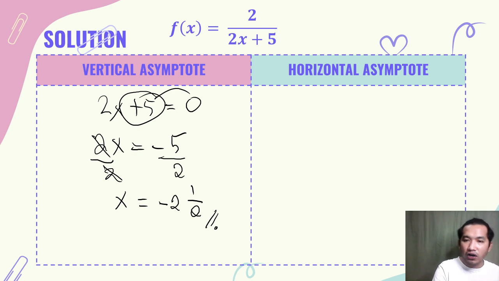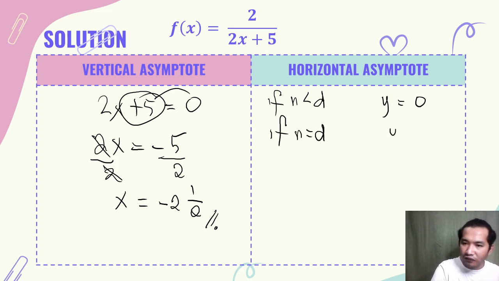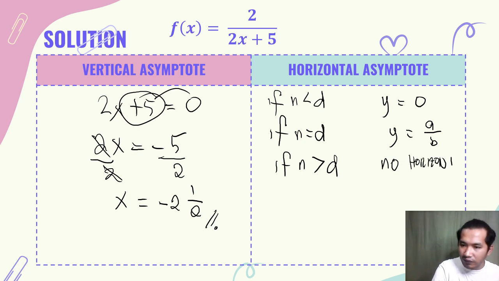So for the horizontal asymptote, we will apply the three conditions. First, if n is less than d, our y is equal to 0. If n is equal to d, we will apply the formula y is equal to a over b. If n is greater than d, there will be no horizontal asymptote.